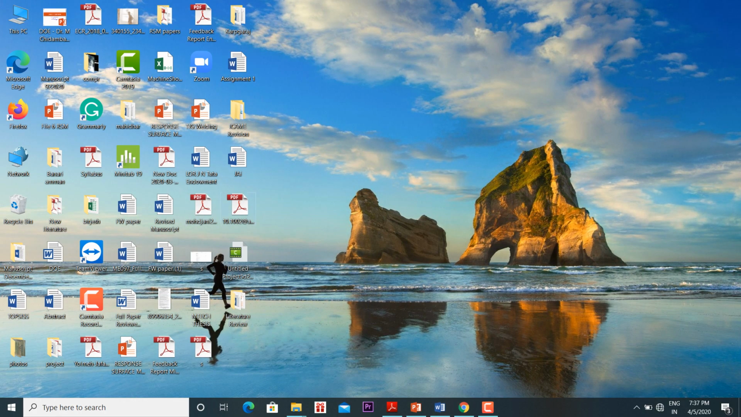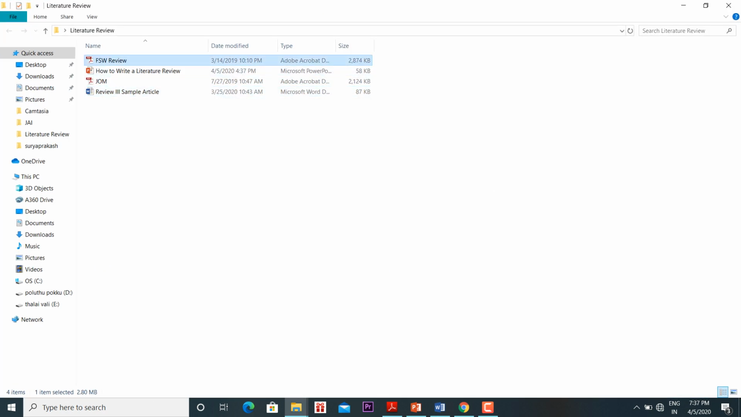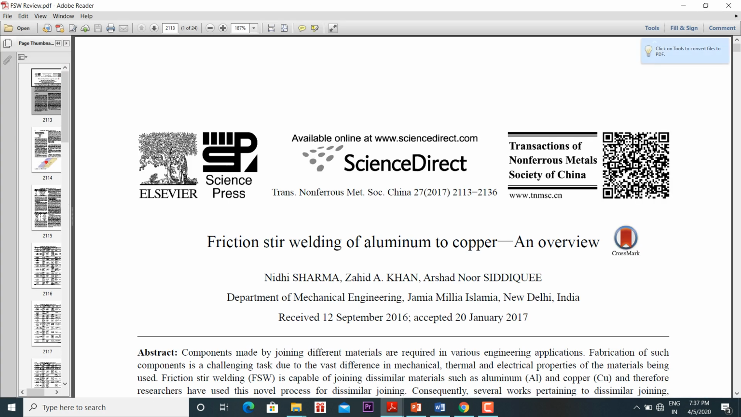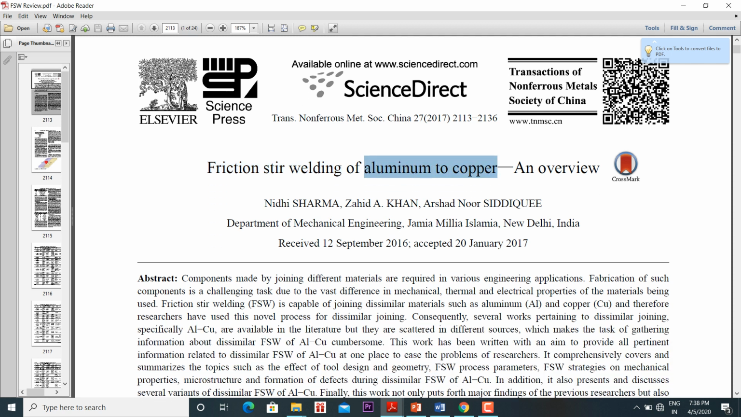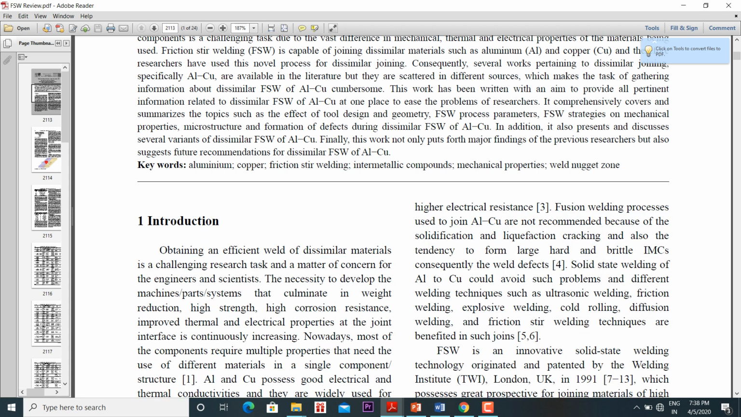It will be easy for you to understand. I'll just go through this one. There is a review paper related to friction stir welding of aluminum to copper. Okay, so they have narrowed down their review article to a specific process called friction stir welding and welding of aluminum to copper. Okay, so in the abstract they have just given the objective of their review paper.